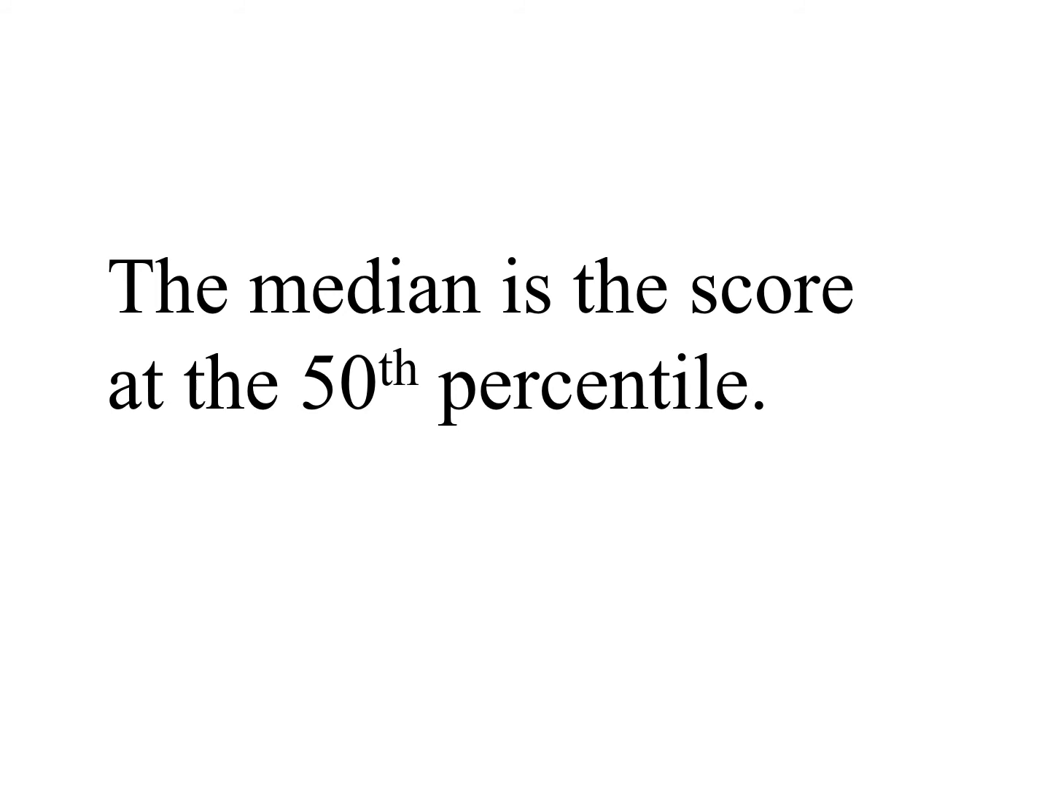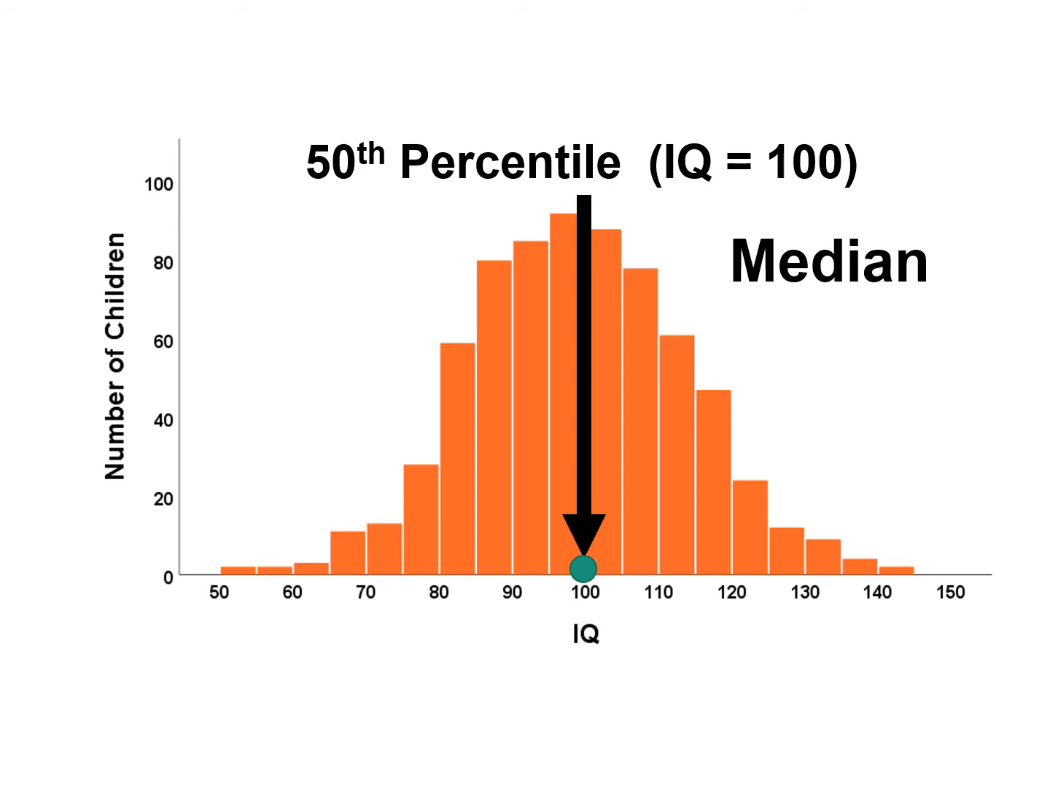So now that you understand what a percentile is, you can understand what the median is. The median is the score at the 50th percentile. So the median is equal to or higher than 50% of all scores. Therefore, it is also lower than 50% of scores. So the median is right in the center of the distribution of scores. That's why it's a measure of central tendency.